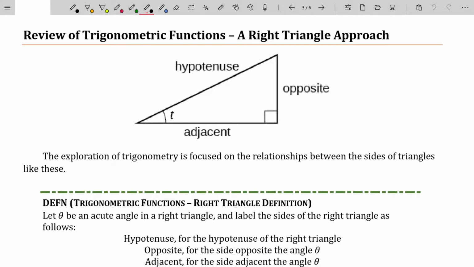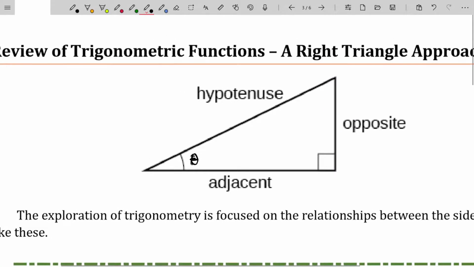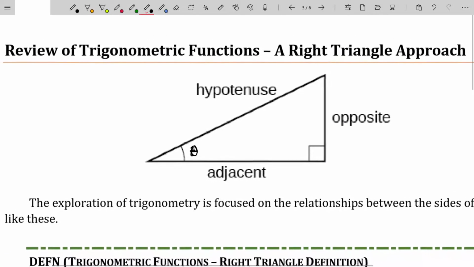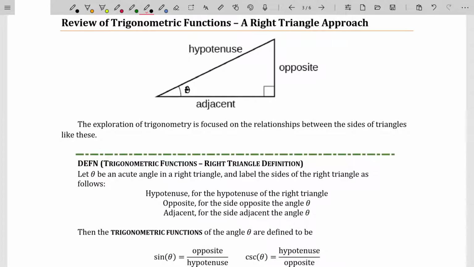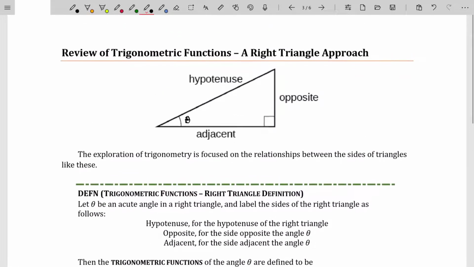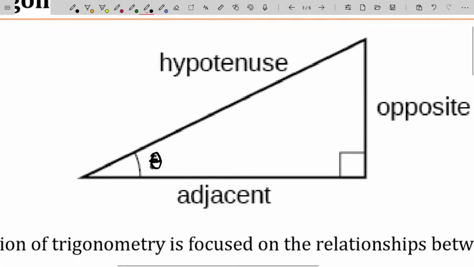So in the right triangle trig approach, you have a right triangle, right? And you have an angle. I'm going to call that theta instead of t. And you want to know all the trig functions based upon that angle. Well, they're based upon the sides that are in relation to that angle. As long as we agree, the sides of the triangle are called opposite and adjacent, and the hypotenuse is not a side, it's the hypotenuse.